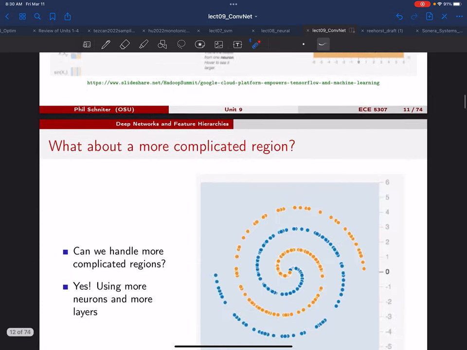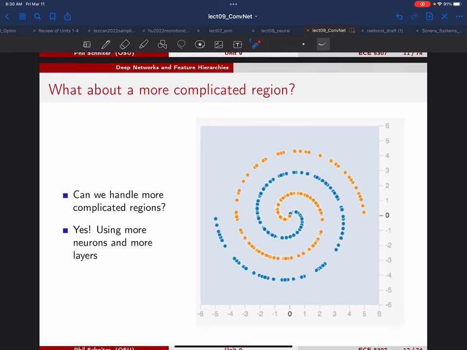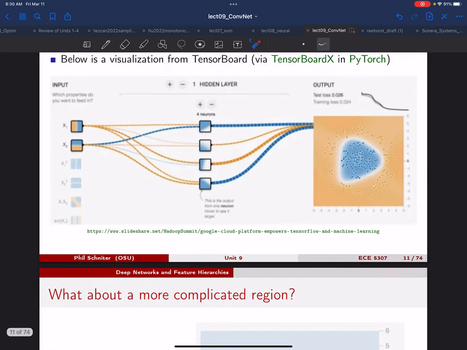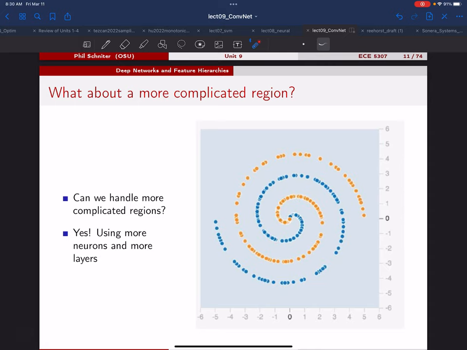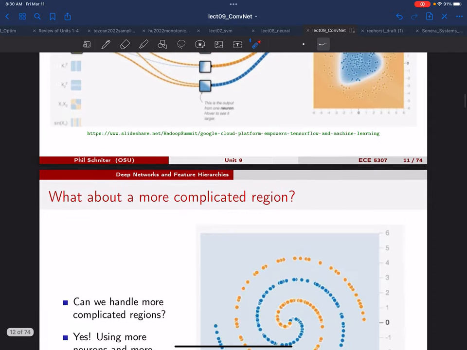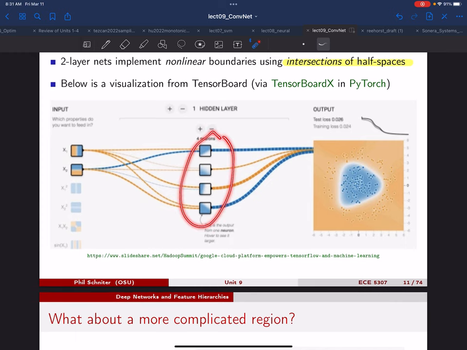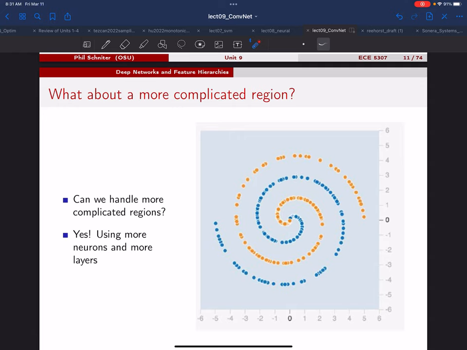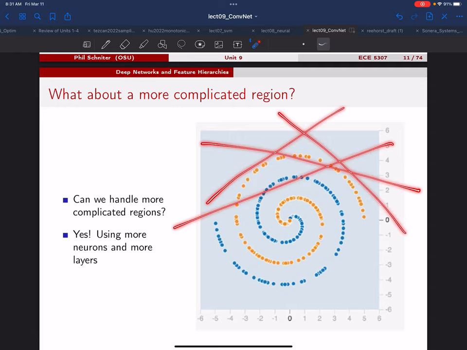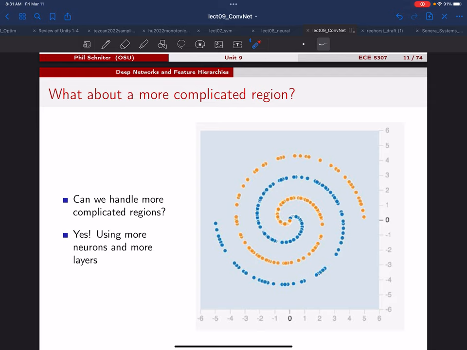So then, okay, what if we have a more complicated classification problem? Unlike this problem where we had blue points in the middle and yellow points outside, now we have what we call the Swiss roll, that has blue points here and yellow points here. So do you think with a two-layer network we're going to be able to classify this? What do you think? Probably not. At least it's definitely not going to be possible with only four neurons, right? Because you can't really make regions that are this complicated, at least with four neurons.